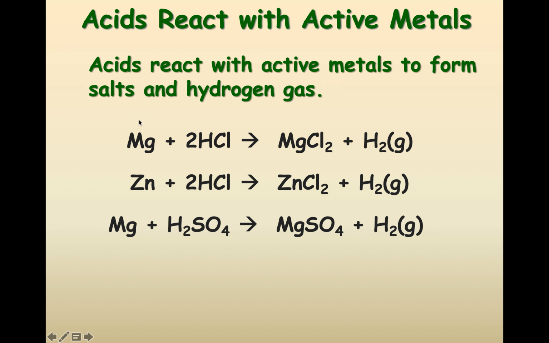Here's the reactivity of metals with acids. So magnesium in HCl will make magnesium chloride and hydrogen gas. That hydrogen gas is the flammable gas. So we did one of these two reactions in the laboratory last semester. Both would form that hydrogen gas, which we tested for by using a flame splint.